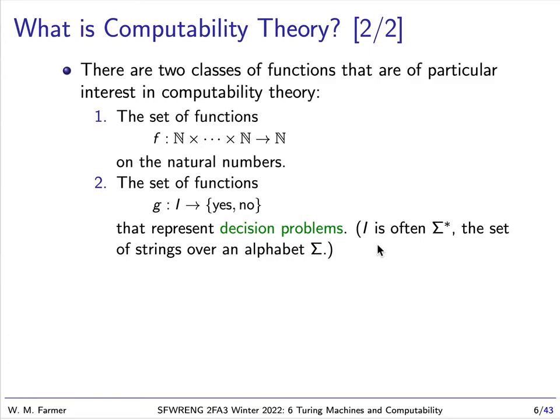The other set of functions are functions that take some input and return either yes or no, or you can think of this as true or false, or 1 or 0. These functions represent decision problems. A decision problem is a problem where you take an input and you have to make a decision, either come back with yes or no. And the input set I is often the set of strings over an alphabet, sigma star.